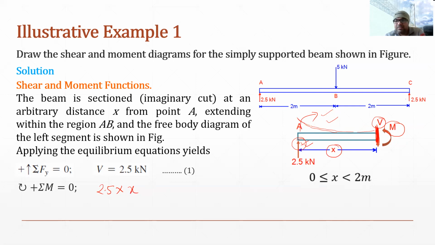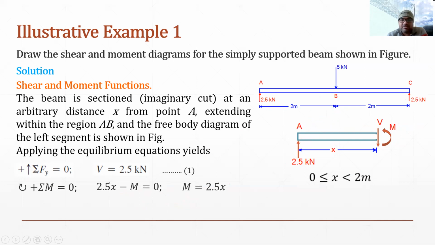Okay. And the second moment is M. So this is moment in itself. So the direction of this moment is anti-clockwise. So here now we will take this anti-clockwise moment as negative. Okay, so that becomes our second equation. So M will be equals to 2.5x. So here you can see M is the function of x. So the value M is 2.5x. So this becomes our second equation.